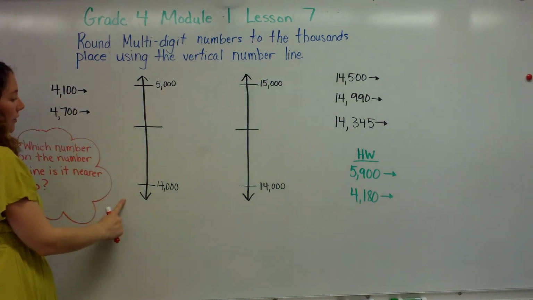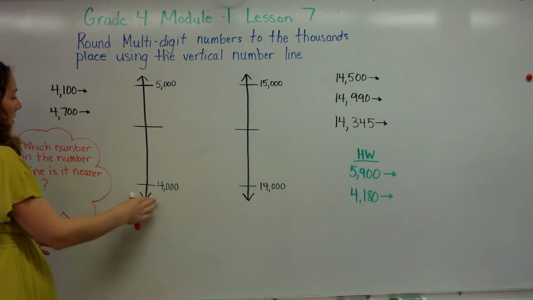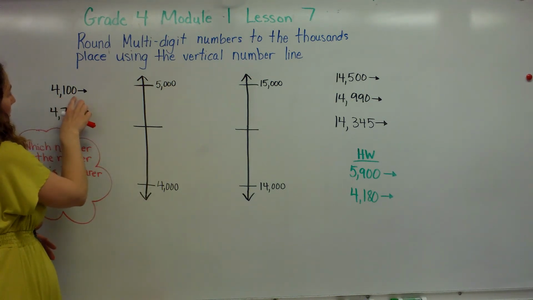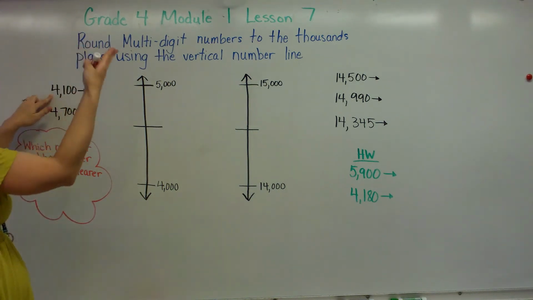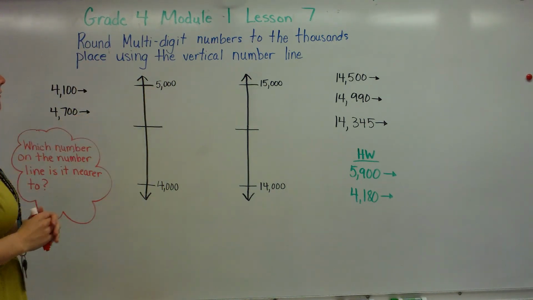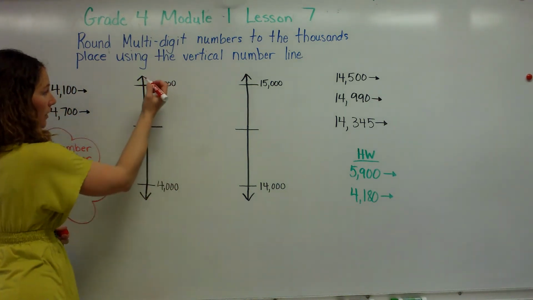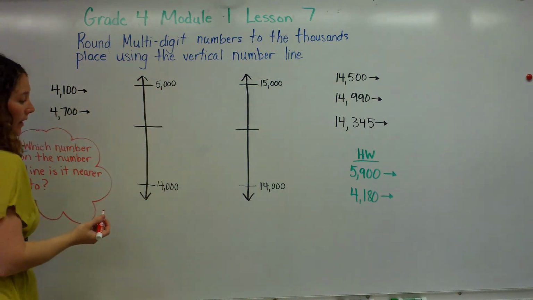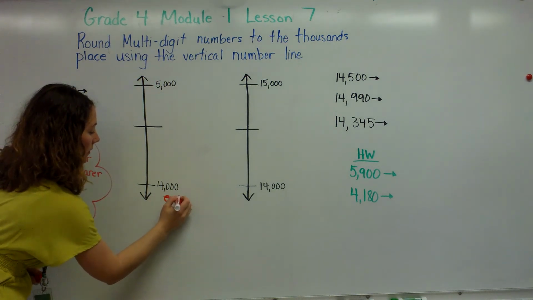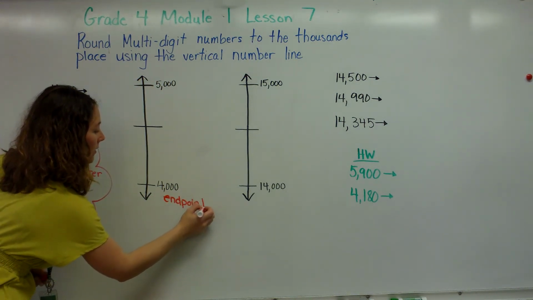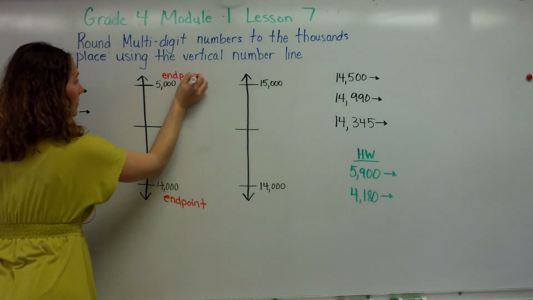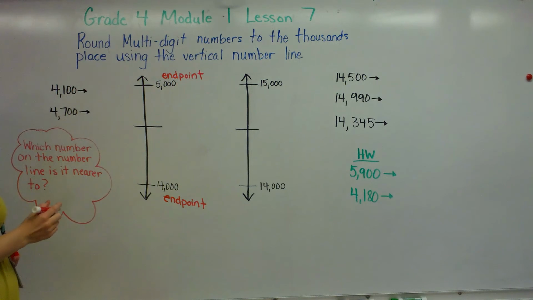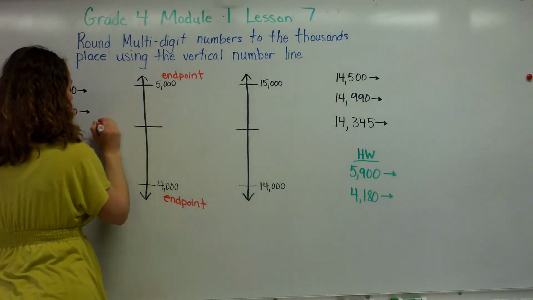On my first vertical number line, I know that 4,100 is somewhere between 4,000 and one more thousand than that, which would be 5,000. If you notice, I marked 4,000 and 5,000 on my number line as endpoints. Endpoint number 1 and endpoint number 2. In the middle, I've also marked where I would put a midpoint.